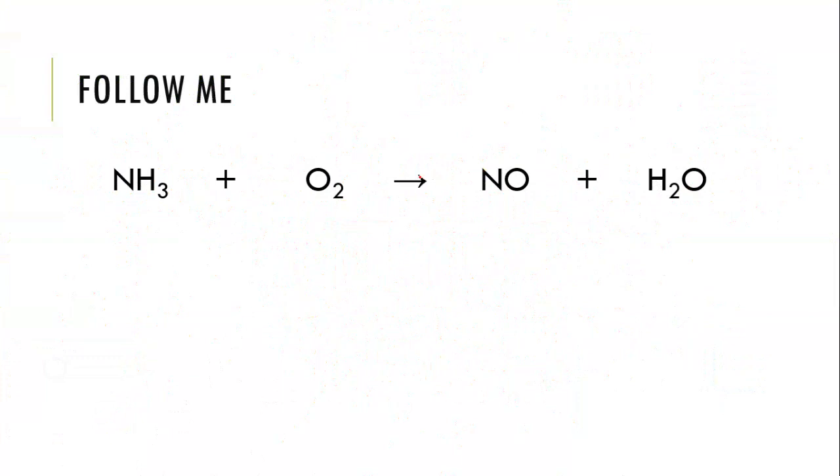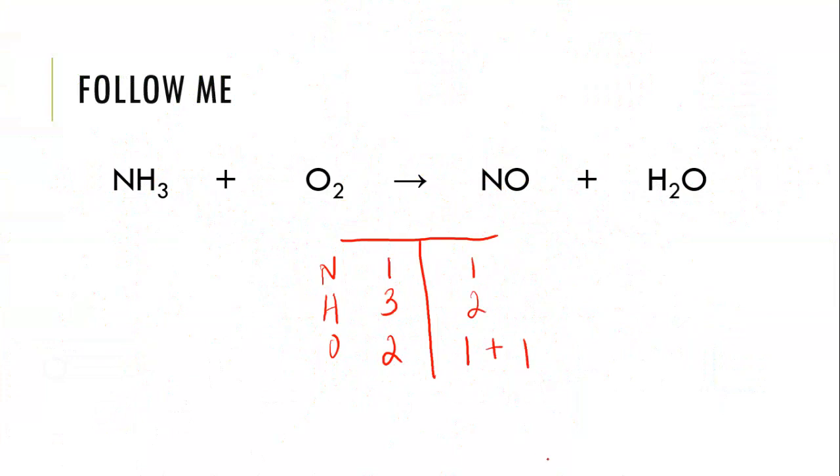Okay. What about this one? The reason that I chose this one is it doesn't involve polyatomic ions, but it involves something that is split up. So N, H, and O. I do not need to list them again. I have N, there's the O, there's the H. There's 1 N on the left, 1 N on the right. 3 H's on the left and 2 on the right. 2 oxygens, and then 1 plus 1. So technically the oxygens are balanced.